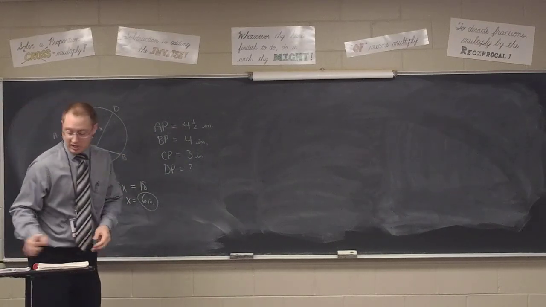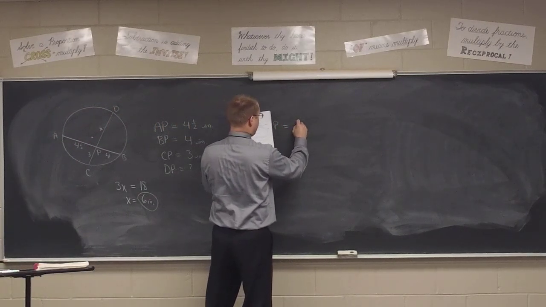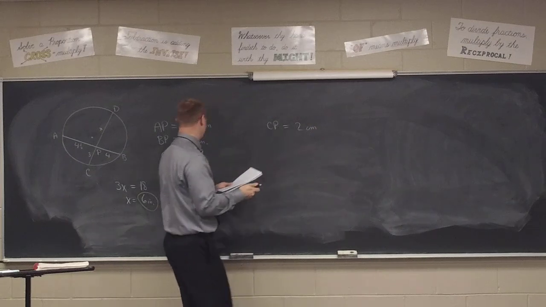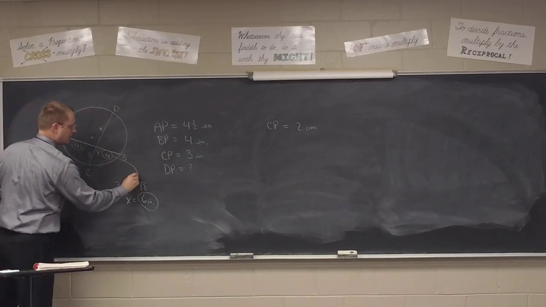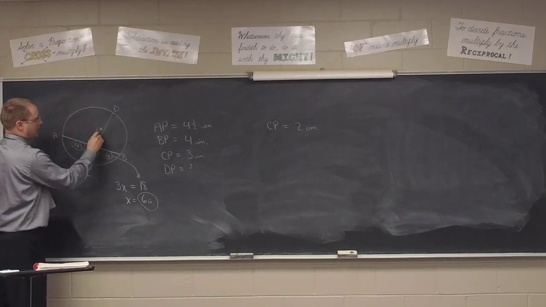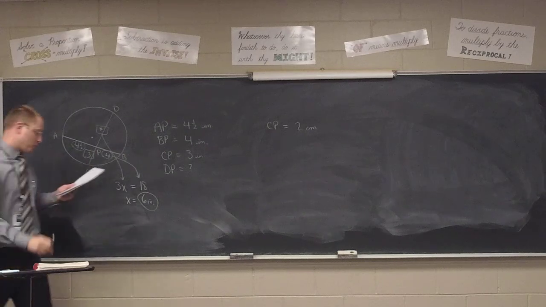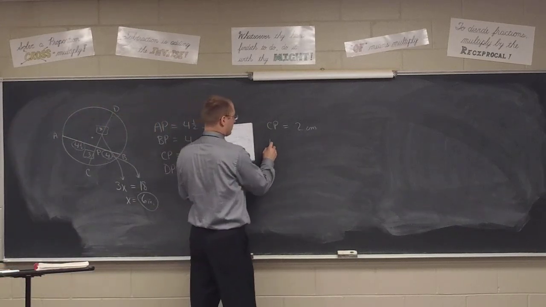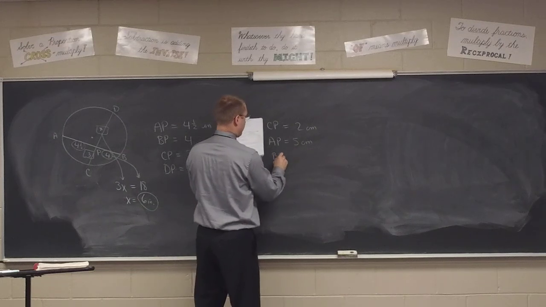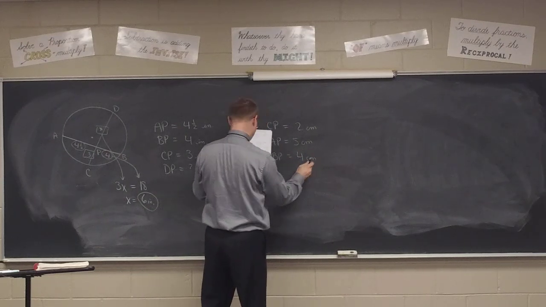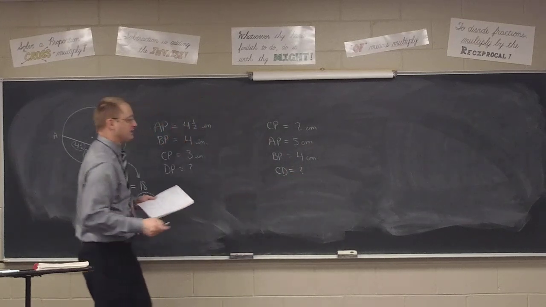How about this? Same picture, different given information. Let's suppose we know that CP is 2 centimeters. How did you get 18? 4.5 times 4 equals 18, just as 3 times X equals 3X. Okay? All right, let's suppose we know that CP is 2 centimeters, AP is 5 centimeters, BP is 4 centimeters, and I want to know the length of the entire chord CD.